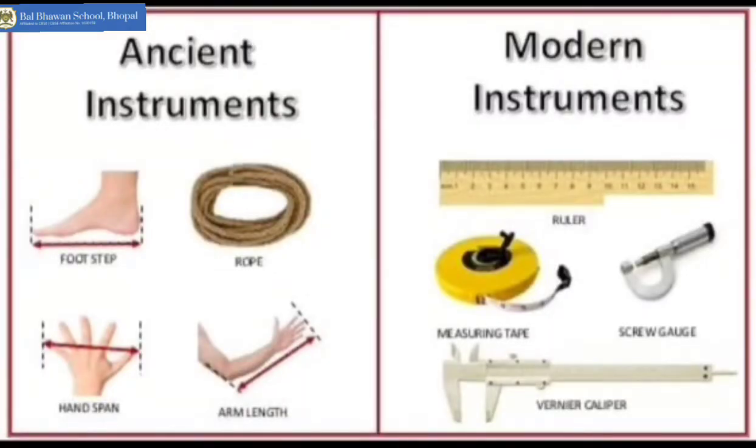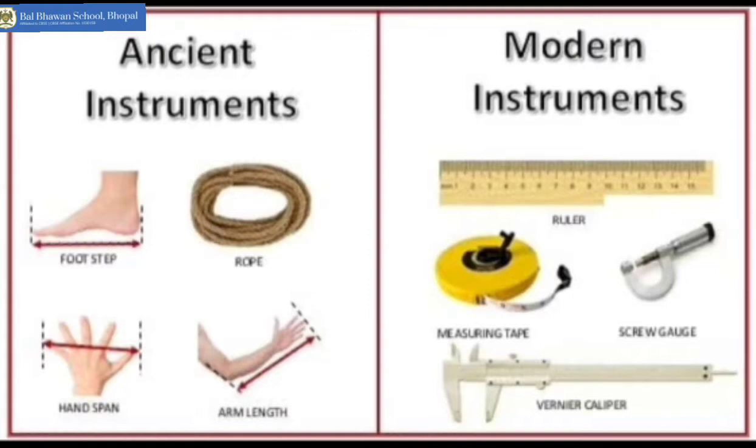Here in this picture you can see ancient and modern instruments for measuring length. Earlier when the modern tools were not developed, footstep, rope, handspan, arm length were used for measuring length, but they were not accurate. So the accurate measurement giving tools are ruler, screw gauge, measuring tape or Vernier caliper. These are the instruments which are having accurate measurement on them and have standard units.